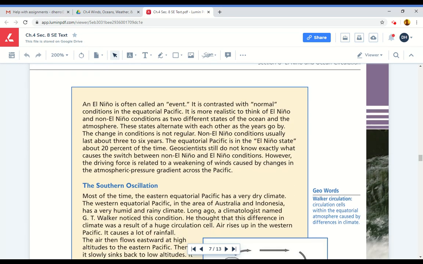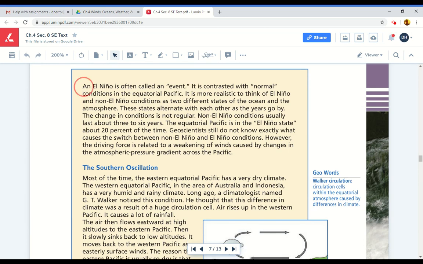An El Niño is often called an event. It is contrasted with normal conditions in the equatorial Pacific. It is more realistic to think of El Niño and non-El Niño conditions as two different states of the ocean and the atmosphere. These states alternate with each other as years go by.